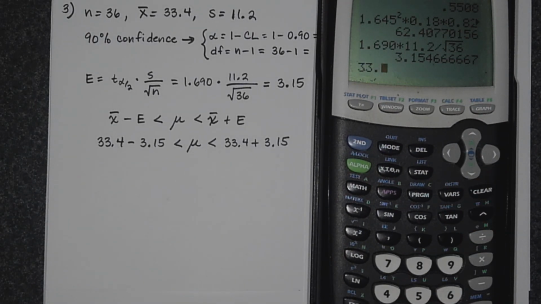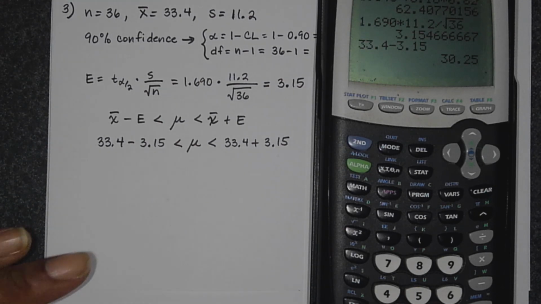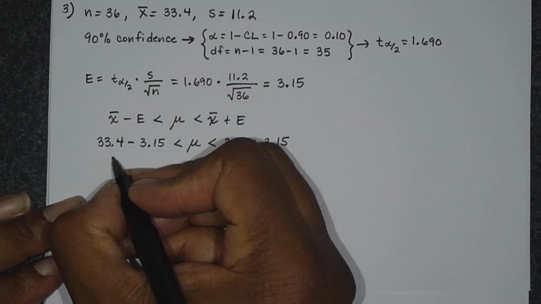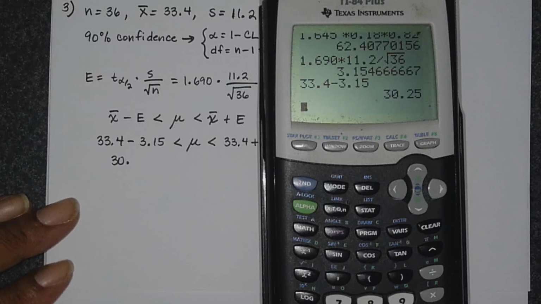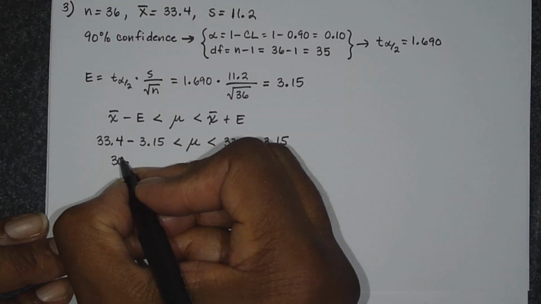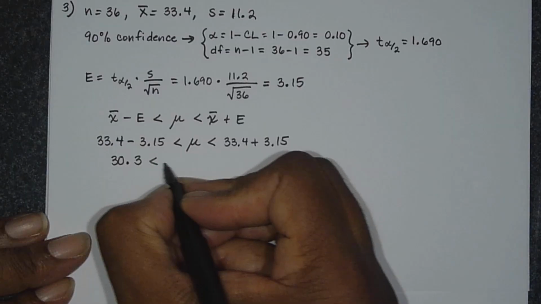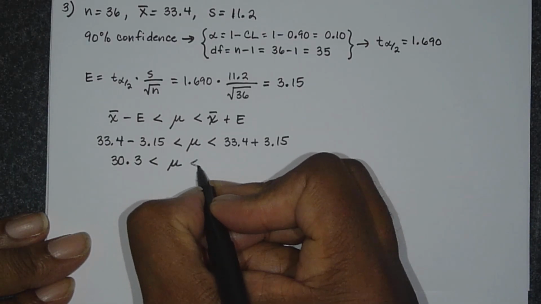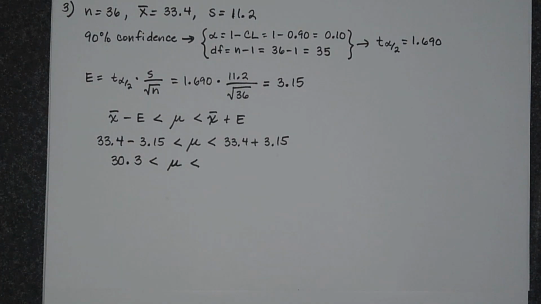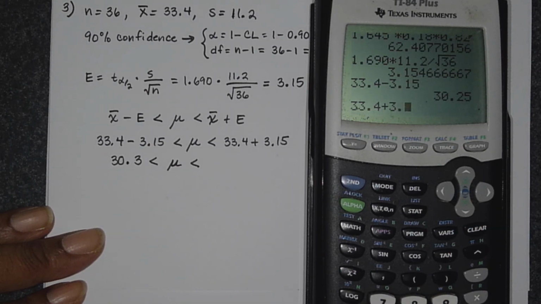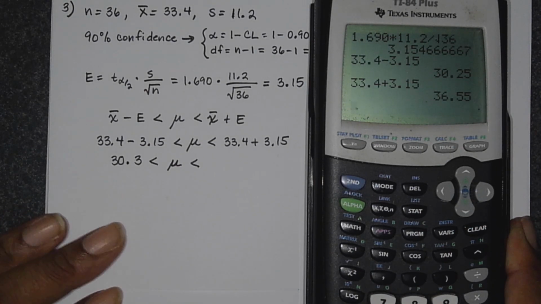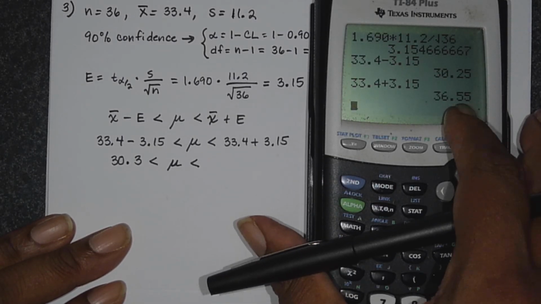So here, if I do 33.4 minus 3.15, that'd be 30.25. To 1 decimal place, what would that be? 30.3. Because the mean is to 1 decimal place, that means our confidence interval limits will be to 1 decimal place. Mu less than 33.4 plus 3.15 to 1 decimal place. What would that be? 36.6.